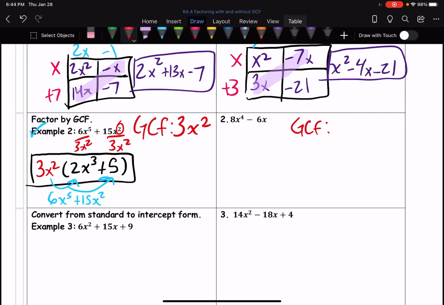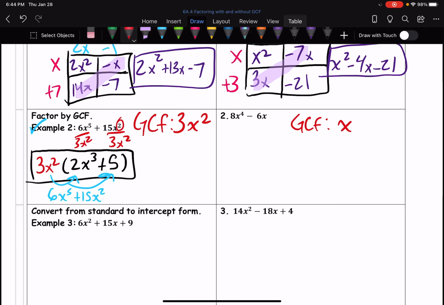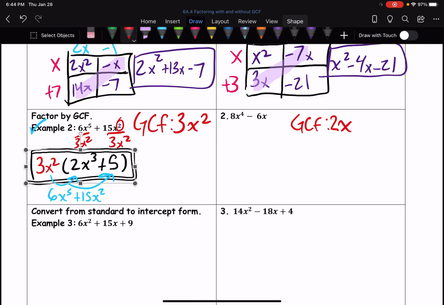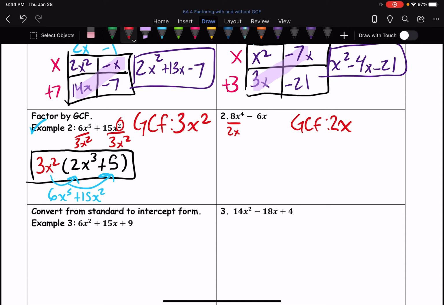So looking at the greatest common factor, I first can see that they both contain an x. The lowest exponent of our x's here is 1, so I can only take out one x from each term. Then I look at the lowest coefficient, which is 6. 6 is not a factor of 8, but they're both divisible by 2. So our greatest common factor is 2x. I'm going to divide both terms by 2x.